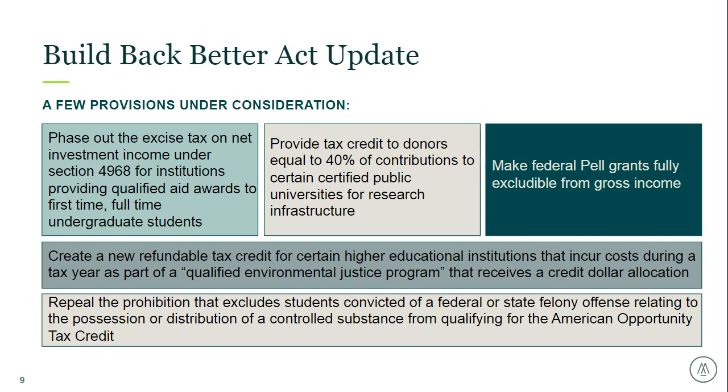The current House version also created a new refundable tax credit for certain higher educational institutions as part of a qualified environmental justice program, and making the American Opportunity Tax Credit available to students convicted of a felony related to the possession or distribution of a controlled substance. So again, this bill is currently working its way through the Senate and will most likely have a lot of changes. So we'll see if these provisions make it to the final version.